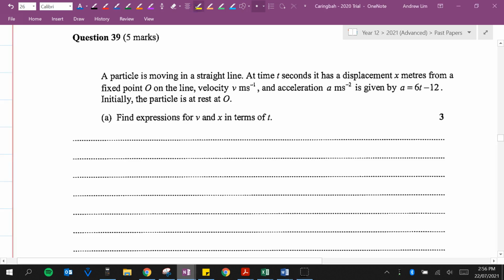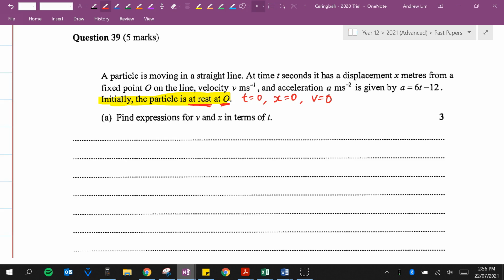Now, this line here is really important. It pretty much just tells us that at t is equal to 0, not only is it at O, so the displacement is 0, the velocity is also 0 because it's at rest. Okay, so that one small line gives us a lot of information. Find the expressions for v and x in terms of t.